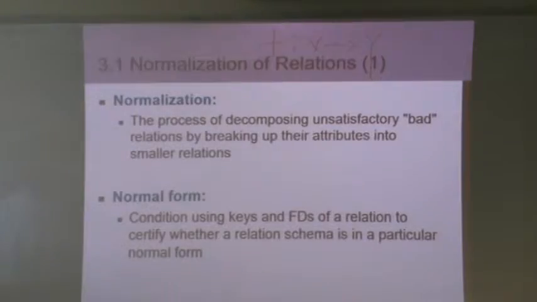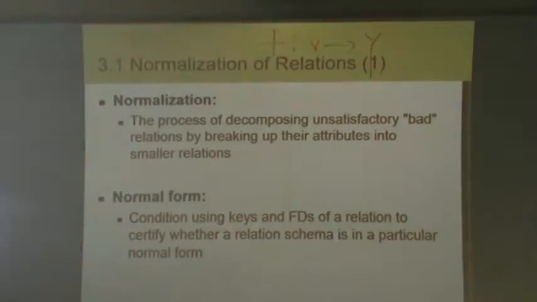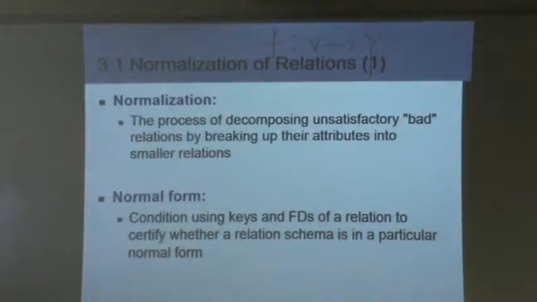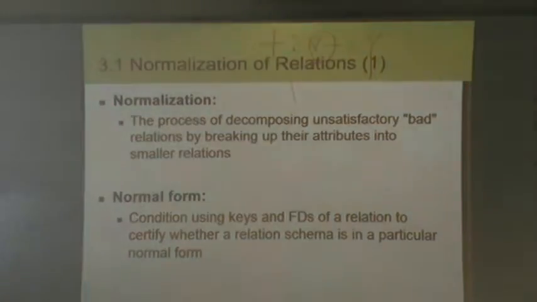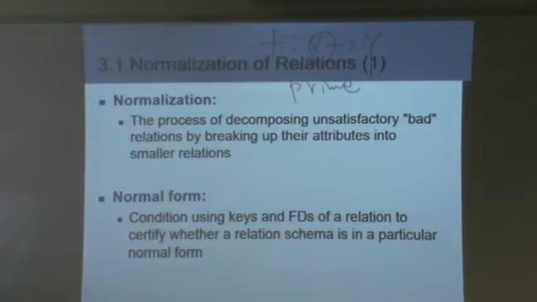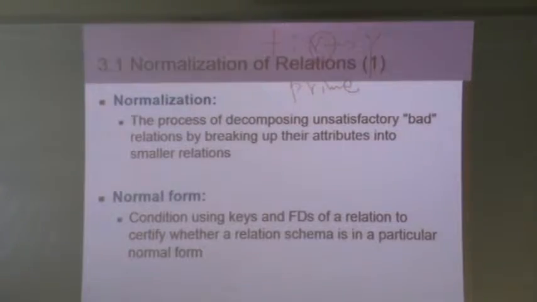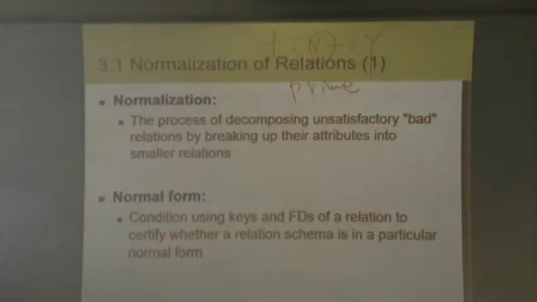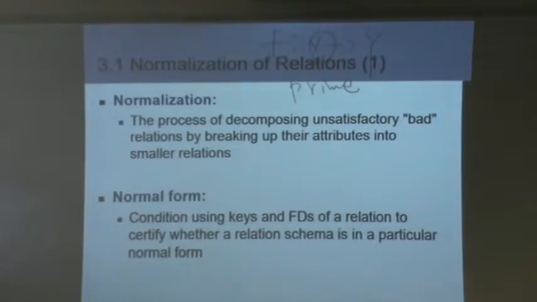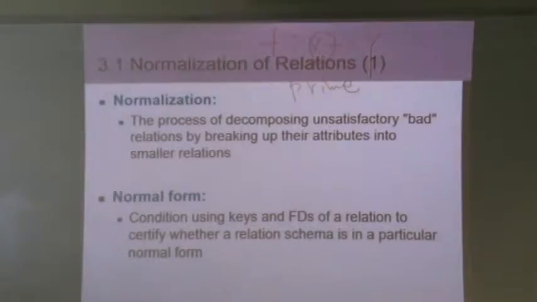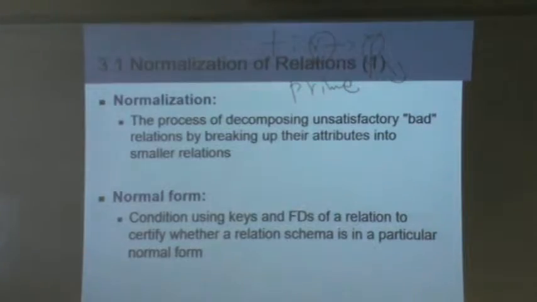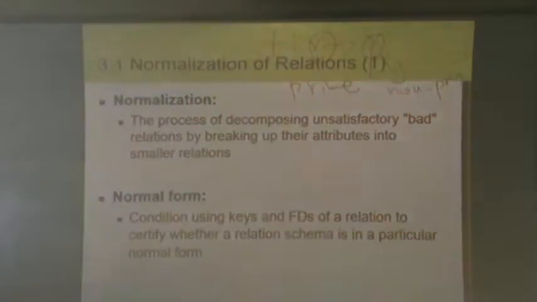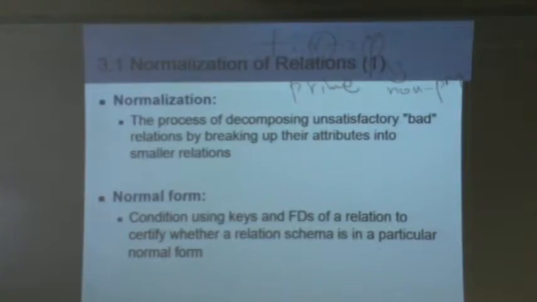X determines Y, right? It's a minimal functional dependency. Minimal at that time, X is called a prime attribute, usually a key attribute, either a candidate key or primary key. It's a key attribute, so prime attribute. That means Y is non-prime. So non-prime attribute, not a candidate key, not a primary key.